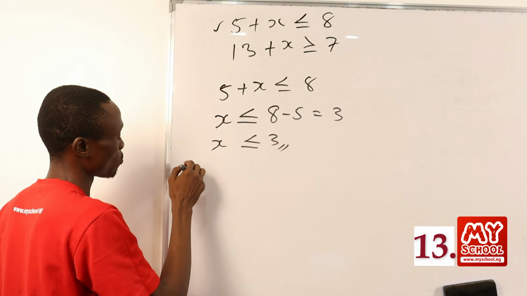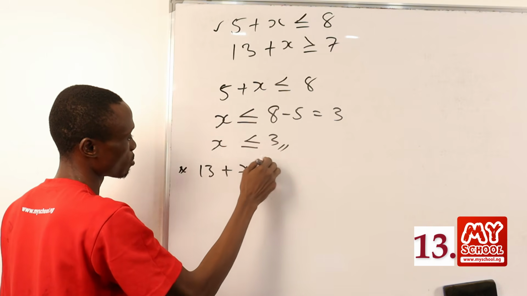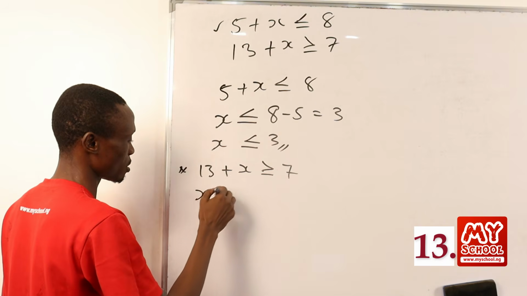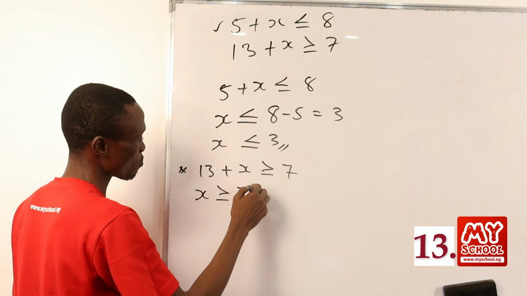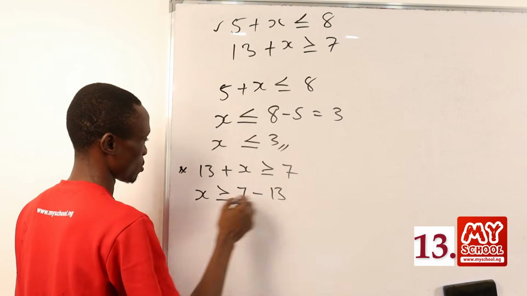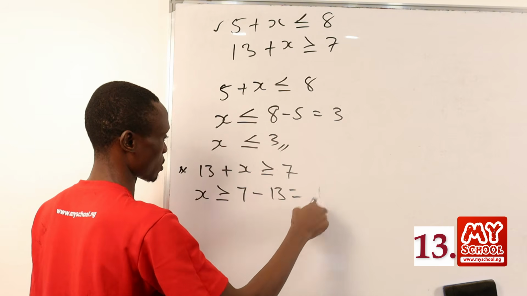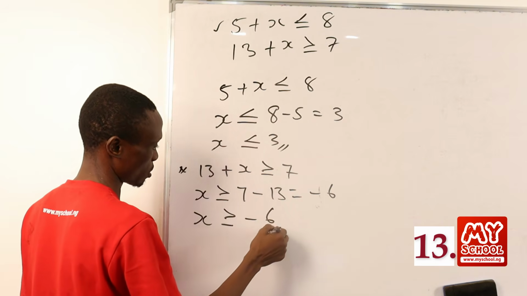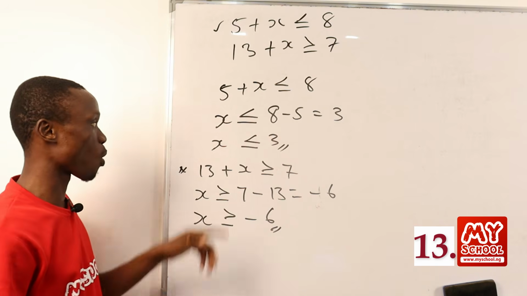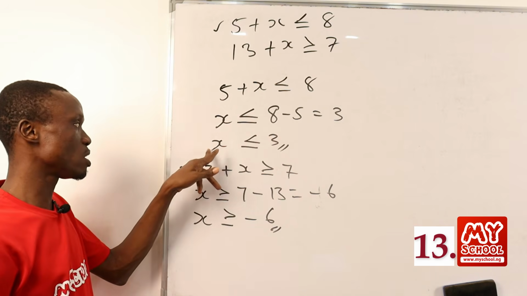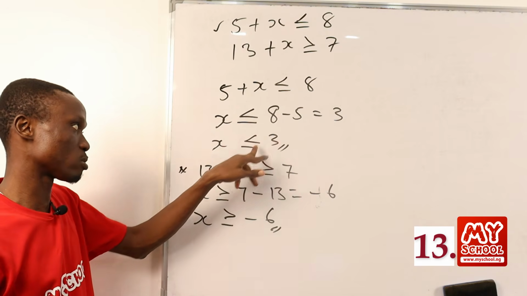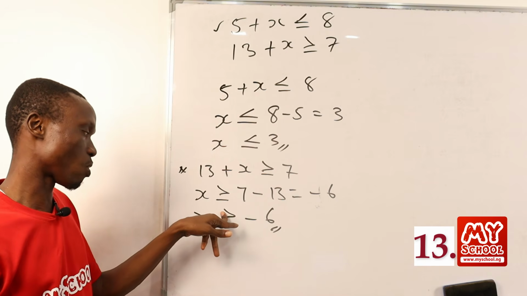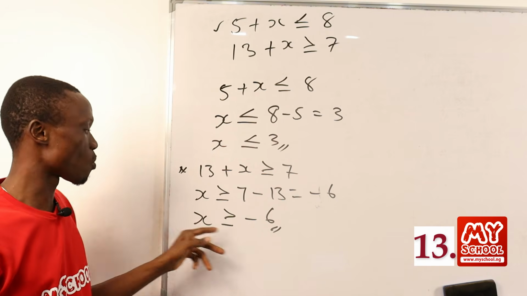While for the second one, we have 13 plus s is greater than or equal to 7. The same thing, we move 13 to this side, so that s is greater than or equal to 7 minus 13. Okay, and this equals to minus 6. So s is greater than or equal to minus 6. Okay, so the next thing is for us to combine these two results, right? So here s is less than or equal to 3, while for here s is greater than or equal to minus 6, right? Now we can rewrite this.